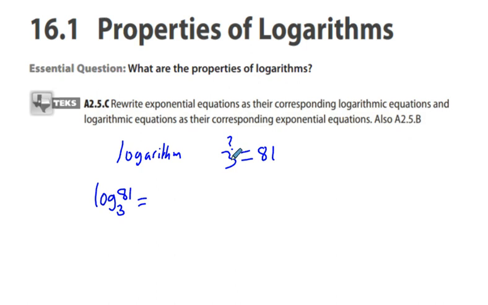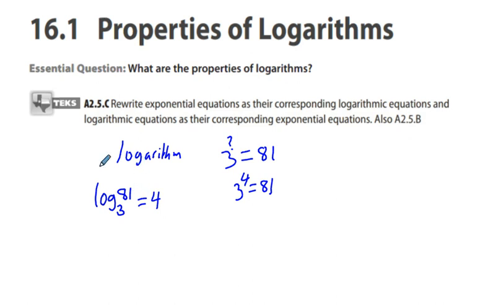Well, if you think, 3 squared is 9, 3 to the third power is 27, and 3 to the fourth power is 81. So the answer to the question is 4, because 3 to the fourth power equals 81.